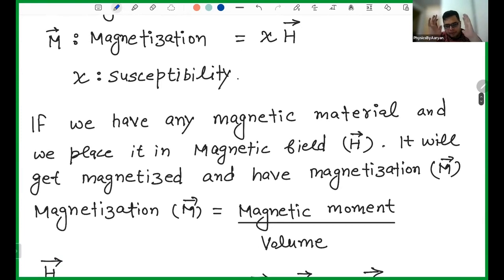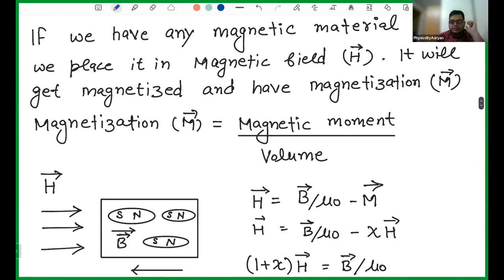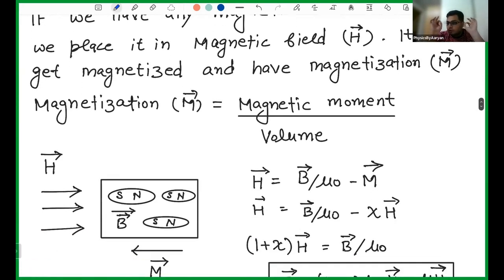You have some magnetic material, beautiful, and you place it in a magnetic field intensity. Whenever you turn on any instrument, any electromagnet, it does not produce B, it produces H. Always remember this. So let's say I turned on my electromagnet. It is not producing B, it is producing H. What your instrument is producing is magnetic field strength, or magnetic field intensity, which is H.